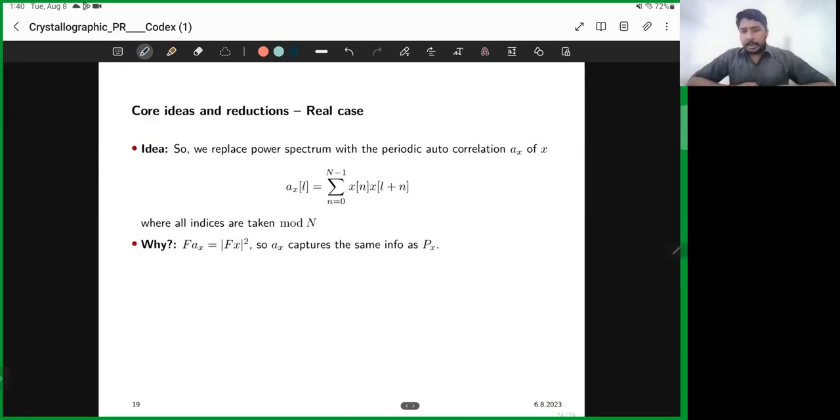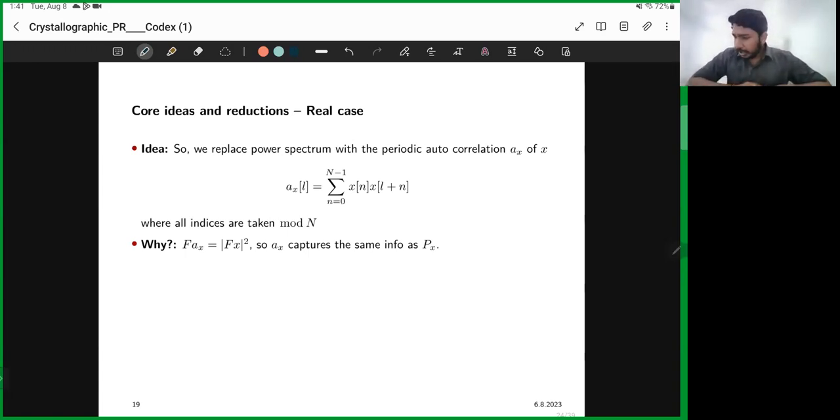So what we're going to do is not study the power spectrum anymore. We're going to study a related object: the periodic autocorrelation of a vector, which is defined to be this sum here. A thing to note is that there's a bar here if k is C. If you were thinking about the general autocorrelation function over the complex numbers, you'd have to conjugate that second term. But we're working over real numbers, so there's no need for conjugation.